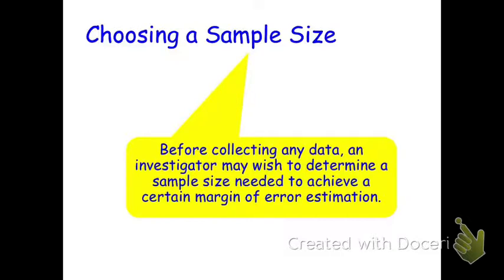So before collecting any data, an investigator may wish to determine a sample size needed to achieve a certain margin of error in estimation. So for instance, if I'm doing an experiment or a study and I only want a 2% margin of error, like I want to be really accurate, or 1%, then I can actually calculate the minimum sample size needed in order to attain a certain margin of error.